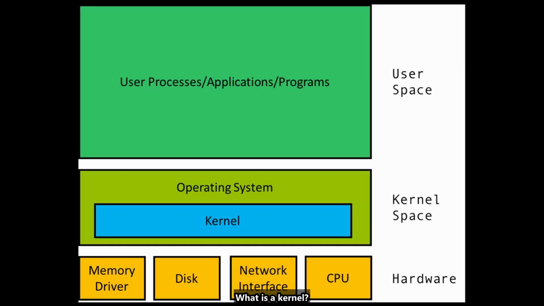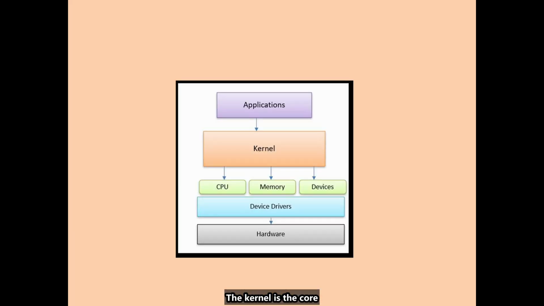What is a kernel? The kernel is the core part of the operating system. It is the most important component. In fact, it is the part that actually controls everything. The kernel sits between applications and hardware. Applications do not access hardware directly. They go through the kernel.